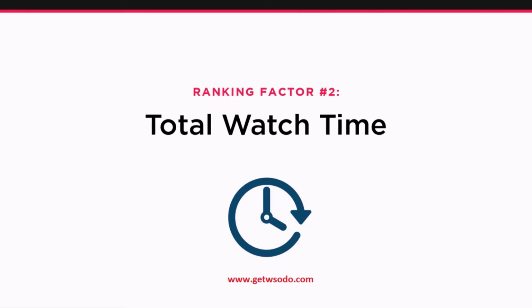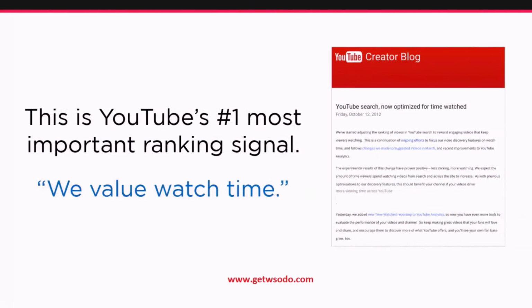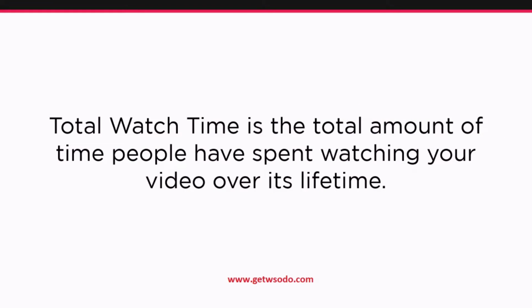Now it's time for our second key YouTube ranking factor: total watch time. This is actually YouTube's #1 most important ranking signal. In fact, YouTube has actually come out and said, we value watch time. Total watch time is the total amount of time that people have spent watching your video over its lifetime.